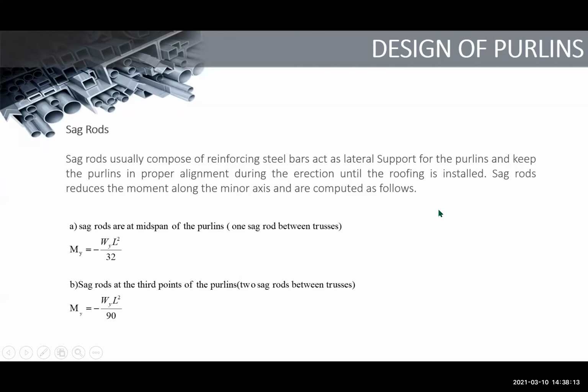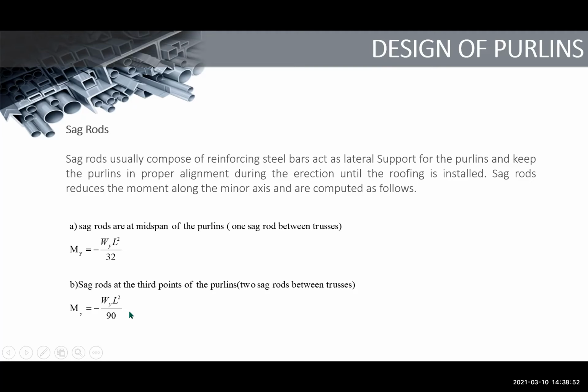Now we also have sagrods. Sagrods usually consist of reinforcing steel bars that act as lateral support for the purlins and keep the purlins in proper alignment during erection until the roofing is installed. The sagrods reduce the moment along the minor axis and are computed as follows. So this is the moment when solving. If the sagrods are at the midspan of the purlins, we have WL squared over 32. Sagrods at the third points, WL squared over 90.